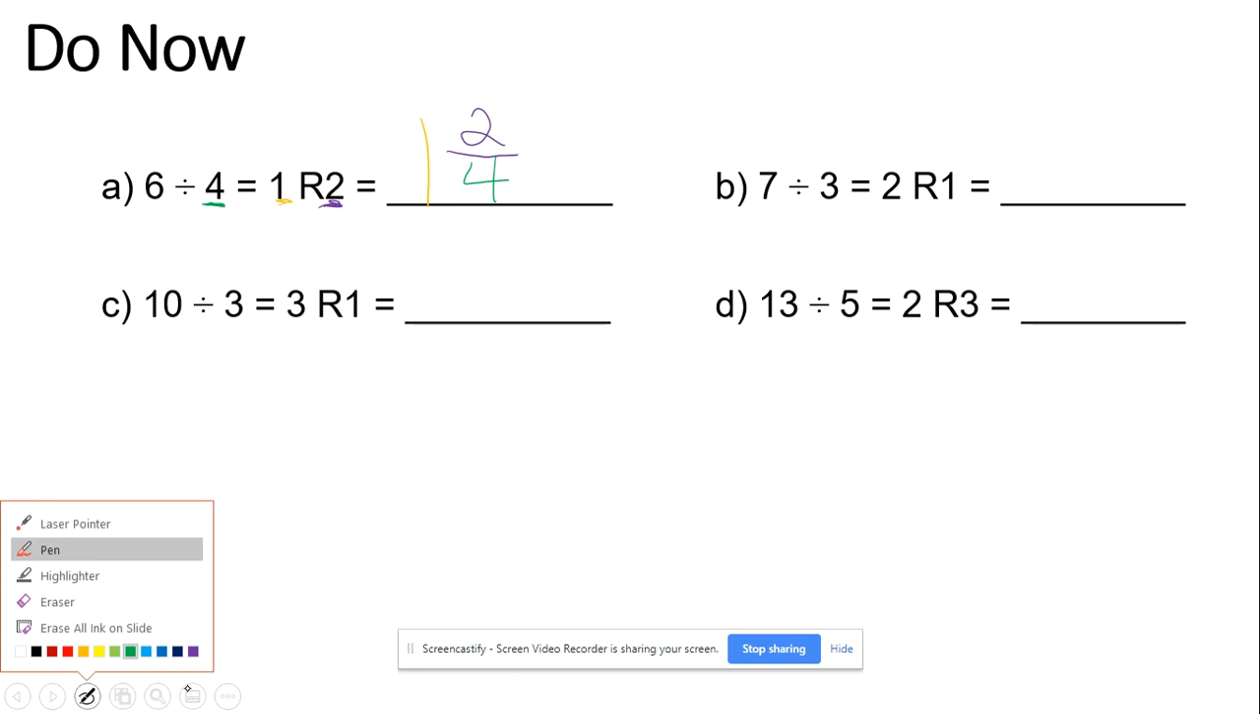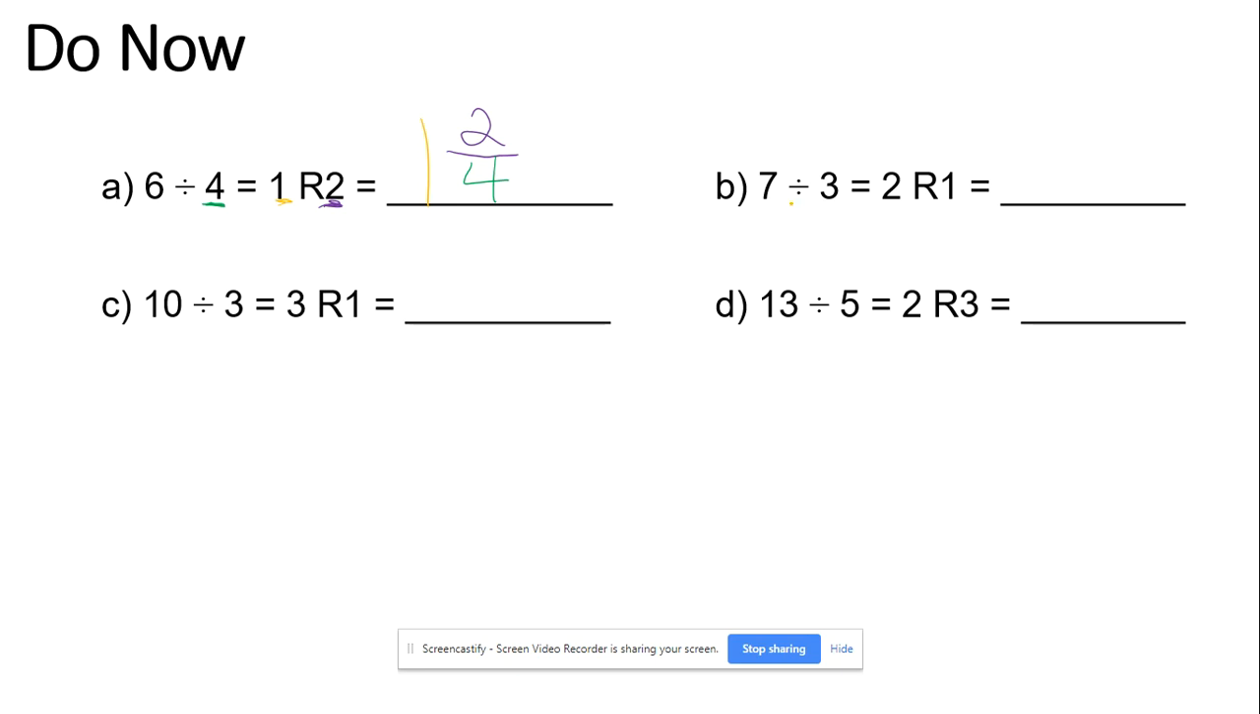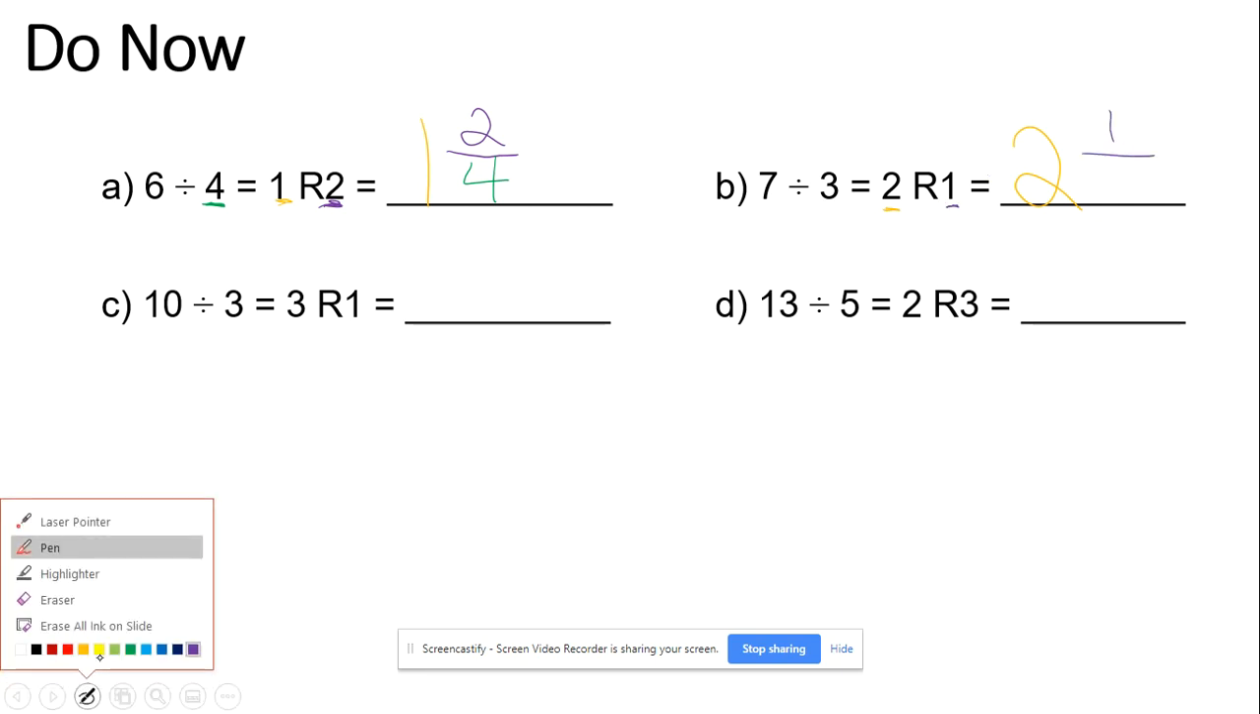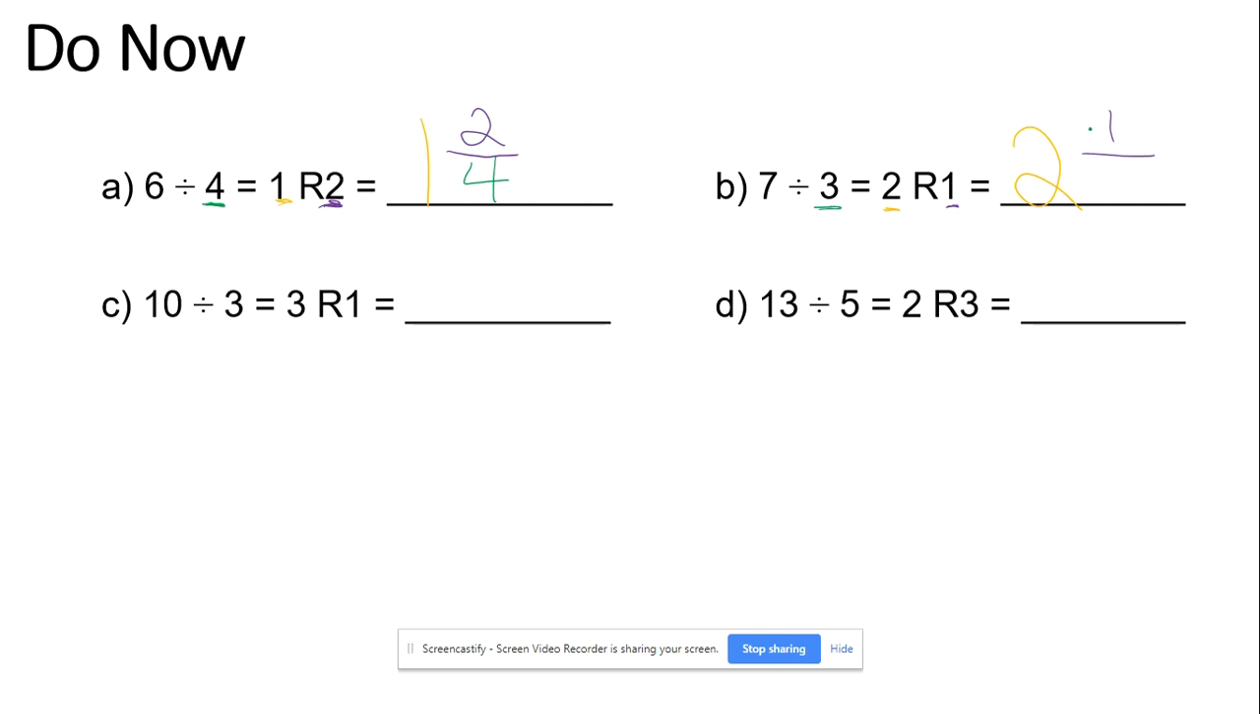Same thing here. I'm going to use the same colors. 7 divided by 3 equals 2 remainder 1. 2 is our whole number, so 2 goes on the front. Our remainder is 1, so 1 is going to be our numerator. And we divided by 3, so our denominator is 3. 2 remainder 1 is equal to 2 and 1/3.